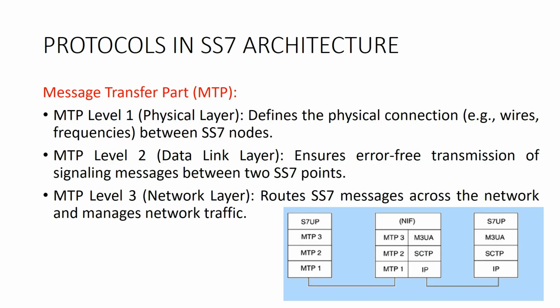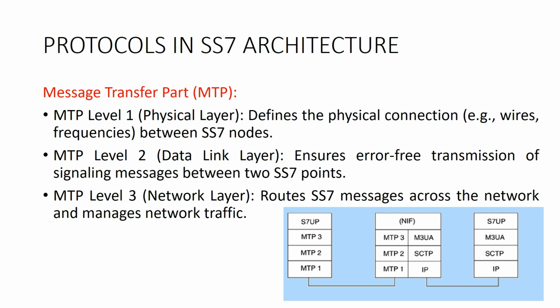Message transfer part is nothing but MTP. As I mentioned, MTP1 is the physical layer, and MTP2 is the data link layer, which ensures error-free transmission. MTP level 3 is the part of the network which routes the SS7 messages.